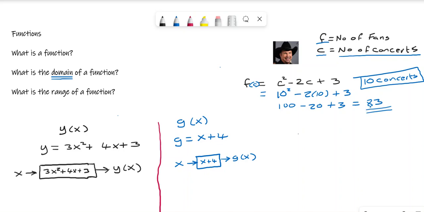We could put in, if he plays 30 concerts and then see what he gets out. And we could put in, so these would all represent what's called the domain. So it's like the input. The range then is what we get out. So when we put in the function, the range, for example, would be the number of fans. Okay, so for example, 83 is part of the range.